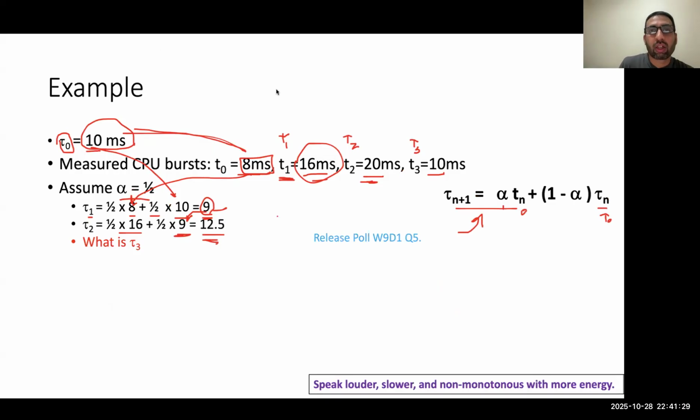Okay, got it. So with that, any other questions before we go to the poll quiz? No? Okay, so with that, let's go to the quiz, week 9, day 1, quiz 5. Okay, go ahead and solve this one.